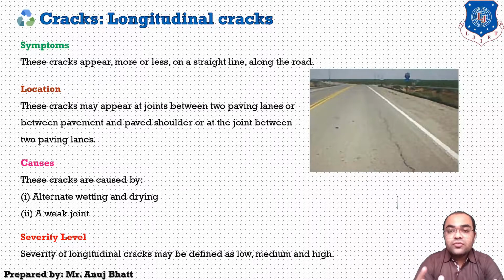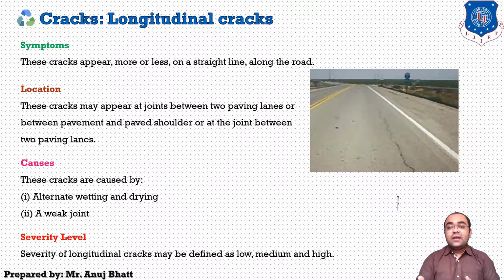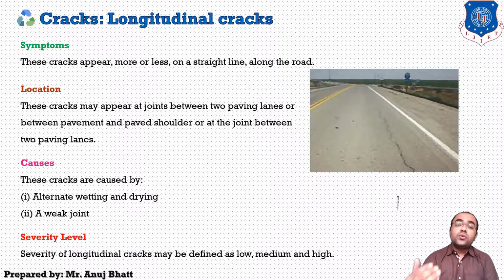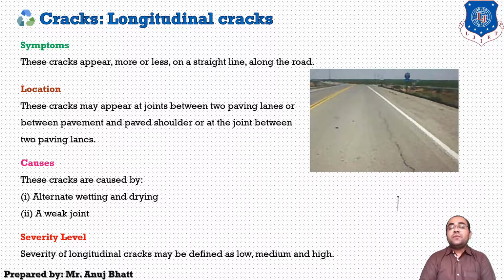If we talk about the causes of longitudinal cracks, that may be caused by the cracking at the pavement shoulder. The joint may be due to alternate wetting and drying beneath the shoulder surface, owing to poor drainage or due to depression in the pavement edge. Also, the lane joint crack is caused by a weak joint between the adjoining spreads in the layer of the pavement. Talking about the severity level, the severity of longitudinal cracks may be defined as, again, low, medium and high.